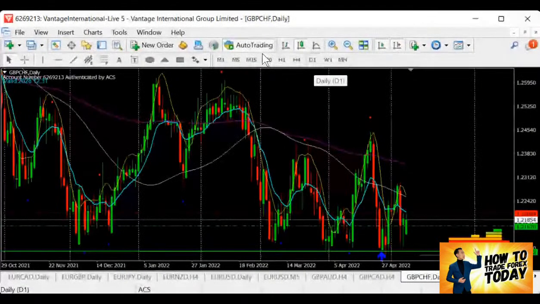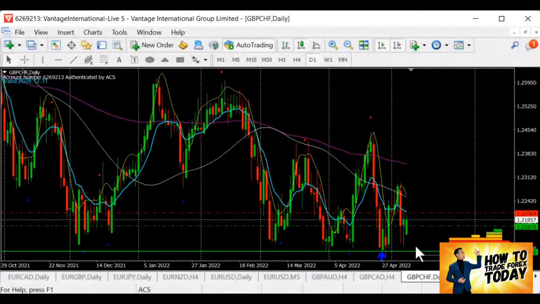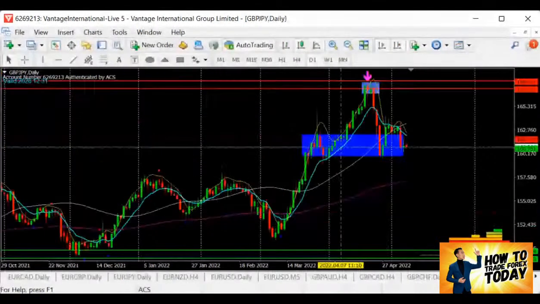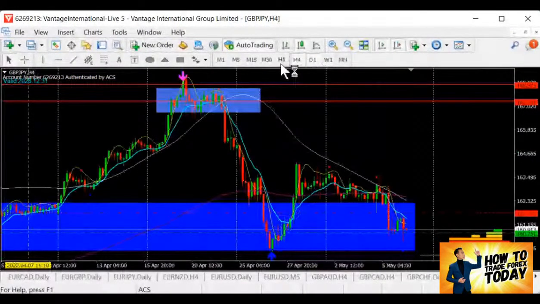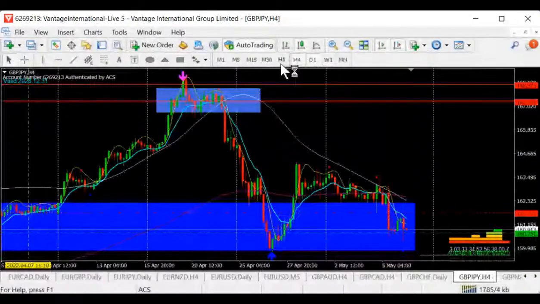Pound franc is actually coming back to retest the bull zone, but it's still standing very strong. So currently, I would say that it's still good for buying. Sellers, stay away. All right. So how about this pound yen? All right, pound yen. Let's take a look at pound yen. I would say that now it's pretty good.